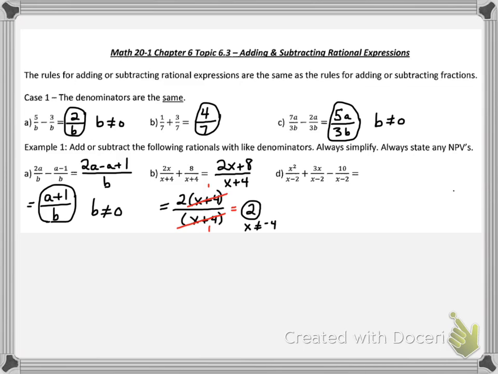In the last one, we have x squared plus 3x minus 10 over x minus 2. That can be factored because we can find two numbers that multiply together to give you negative 10 and add up to the middle term of 3, and that has to be x plus 5 times x minus 2. The x minus 2's are going to cancel, and we're left with x plus 5. x cannot equal 2.